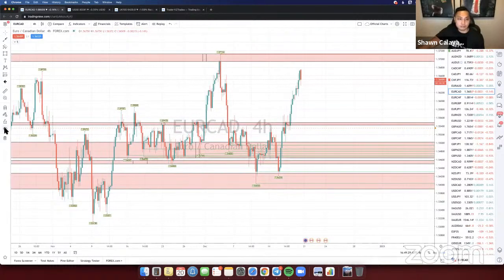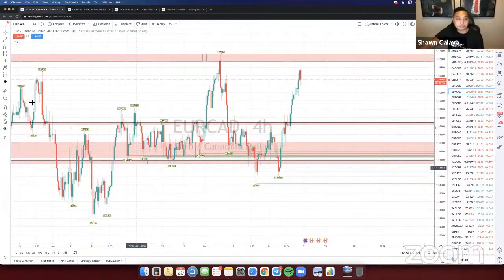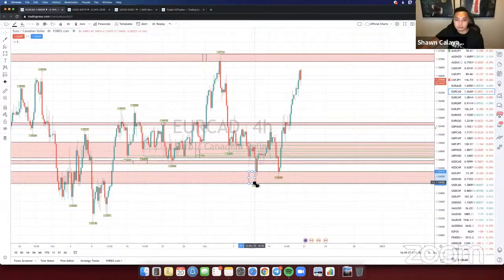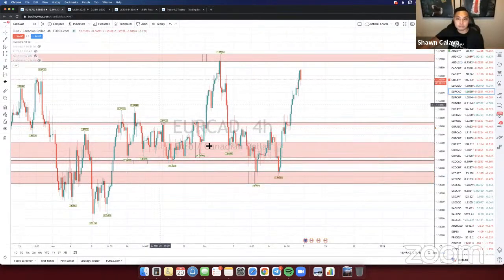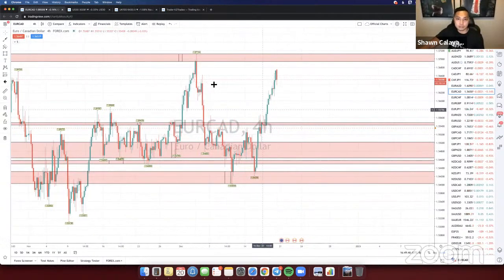Otherwise, everything else looks pretty much the same. Aside from this, I'm gonna delete this zone right here and redraw that zone. Yeah, everything else looks pretty much the same here. So looking at EuroCAD, price is currently within these two zones. This lower zone right here is going to be 1.55480. This upper zone right here is going to be 1.56941. Again, that's 1.56491. So that's it for that right there.